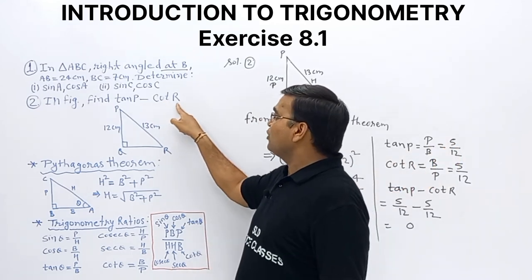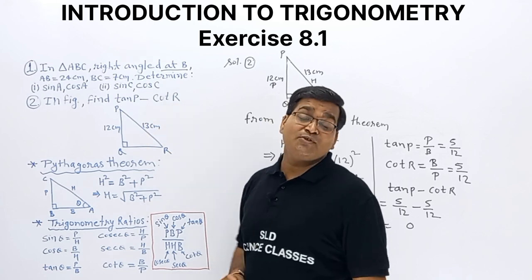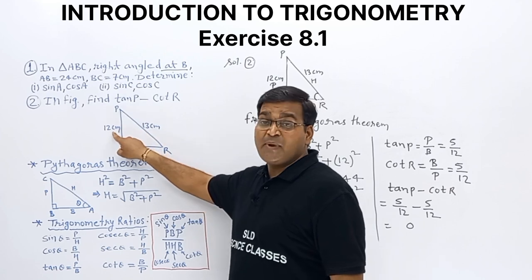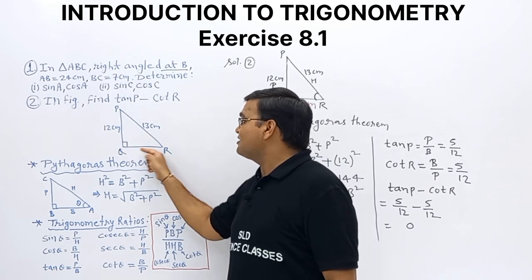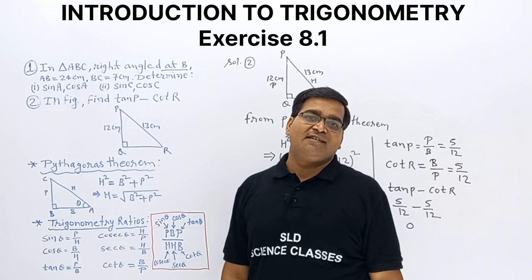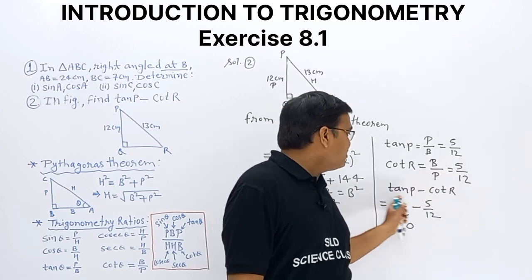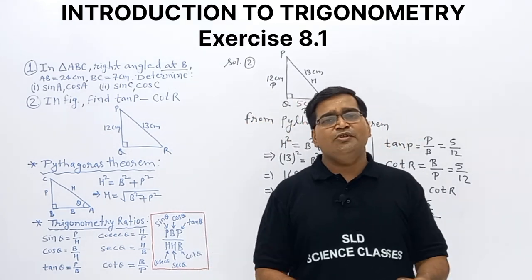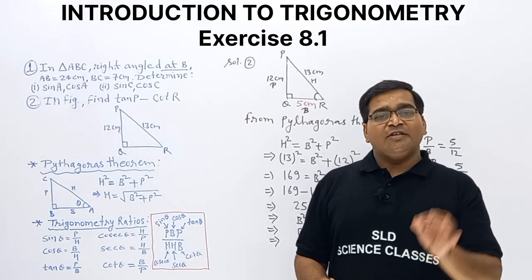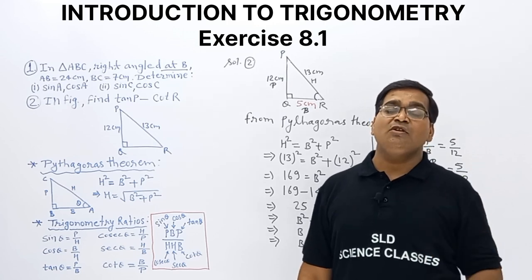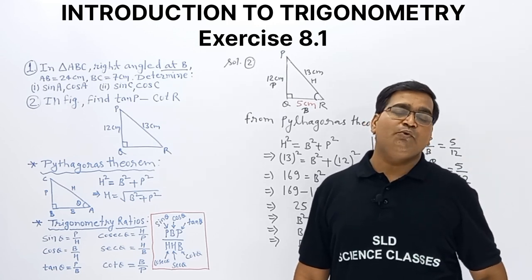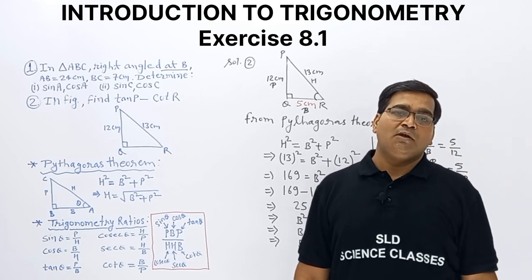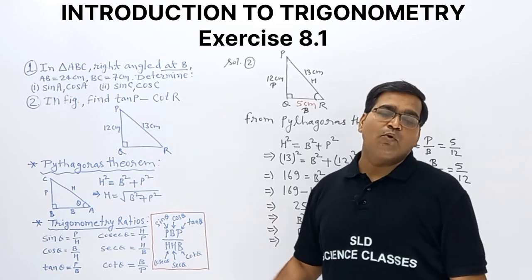And cot R, what is cot R? Then we will use different sides. R is the acute angle, then its perpendicular is this one and its adjacent is base. Then we get this value. Put this value there, and we get 0. So in these questions, we want the trigonometry ratios. We have 6 trigonometry ratios: sin theta, cos theta, tangent theta, and their reciprocals, cosec theta, sec theta, and cot theta.